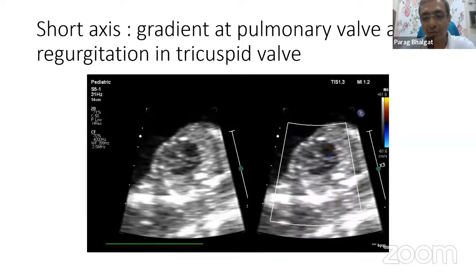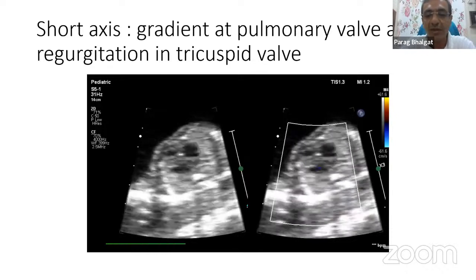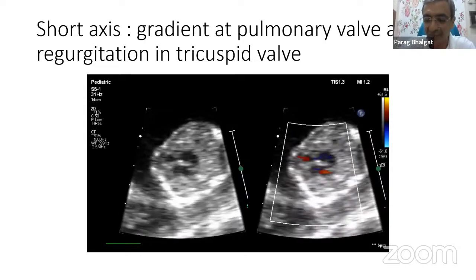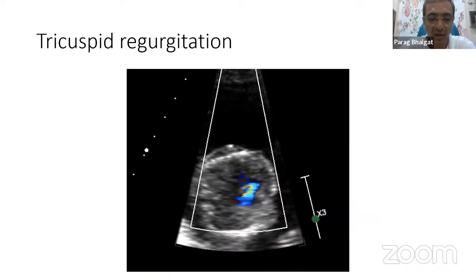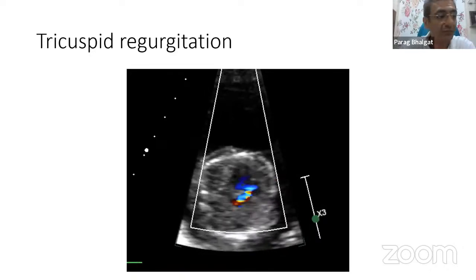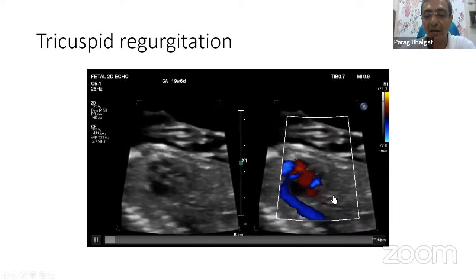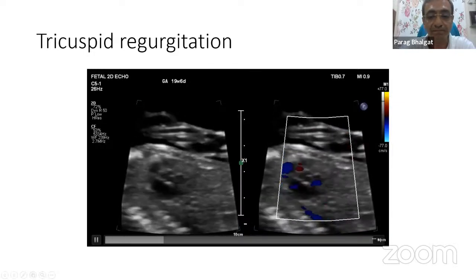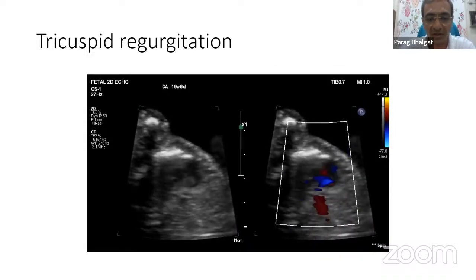So this is a flow acceleration shown in both pulmonary valve and TR, both seen in same frame. The baby is moving a lot, so we can appreciate some. This is a TR shown in another plane, just to make an impression of severity of tricuspid regurgitation. Again, tricuspid regurgitation shown here. Another view to show tricuspid regurgitation.